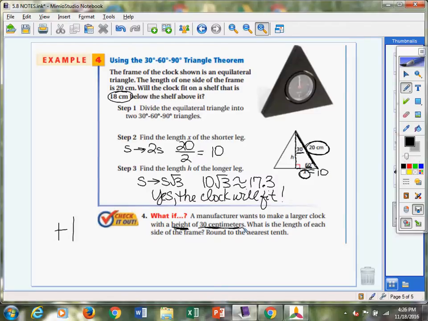What's the length of each side of the frame? So they're asking you to find, when you do your triangle, they're giving you this, and this is what you're finding. Okay, so we're not trying to figure out if it'll fit into a particular space or not. They just want to know how big the frame is, basically, all the way around.